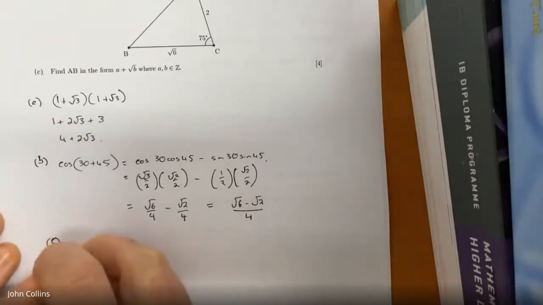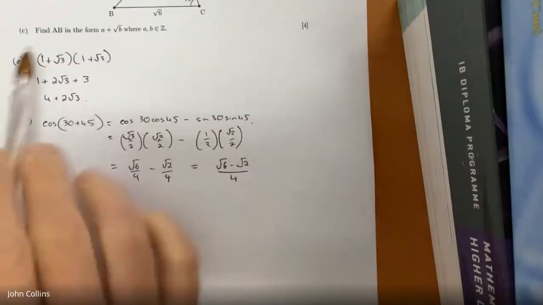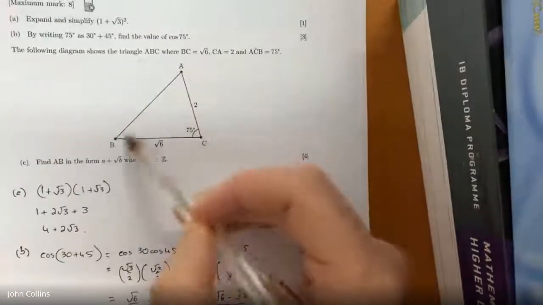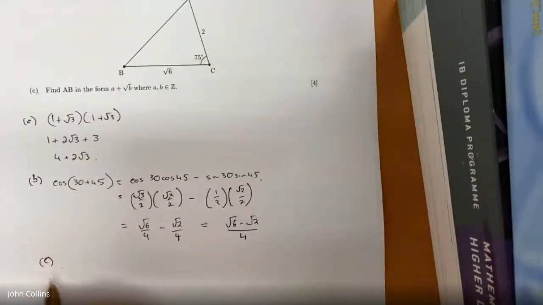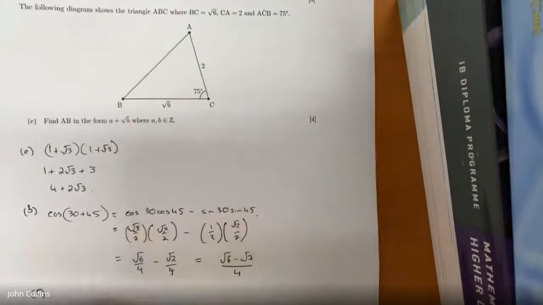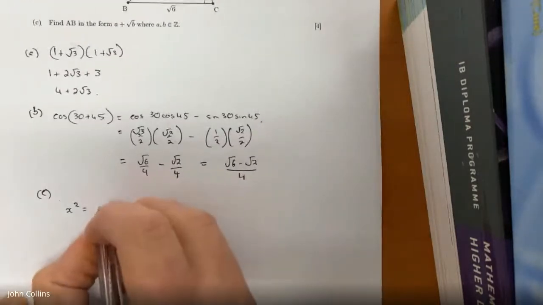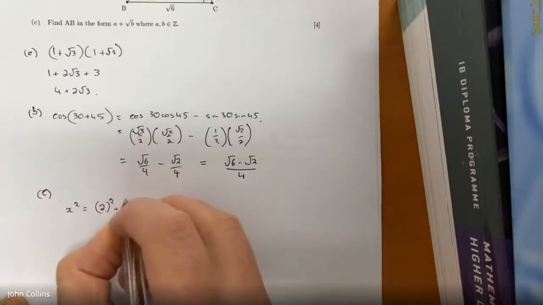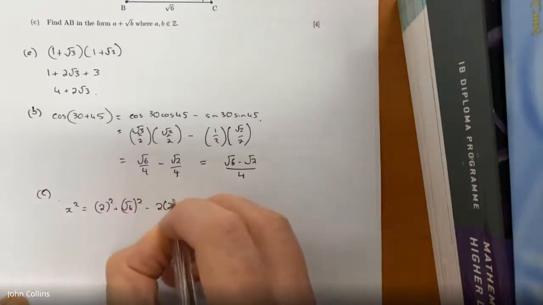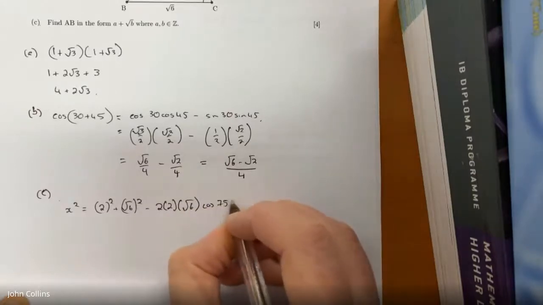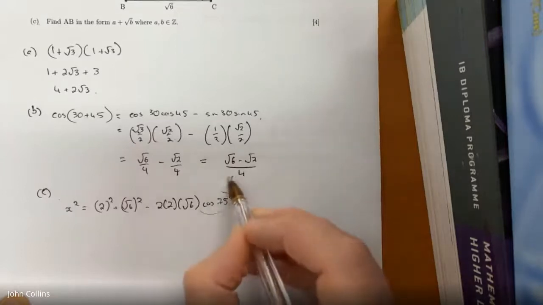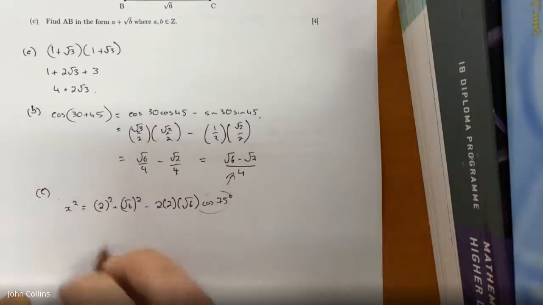And then part C, find AB, so this length here, in the form A plus root B. Okay, so we need to do the cosine rule. So I just call the opposite side x squared is equal to the other two sides added together squared. So that's 2 squared plus root 6 squared minus 2 times root 6 cos of 75 degrees. Now, this, of course, is that. So we can put that in.